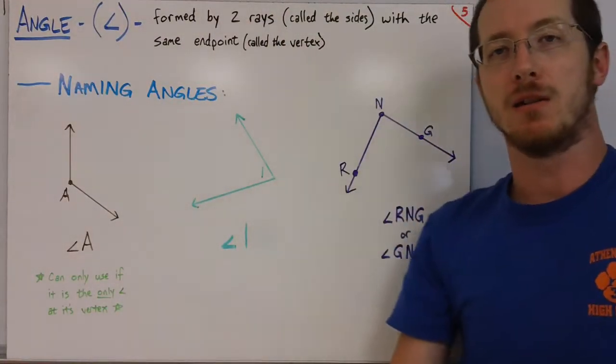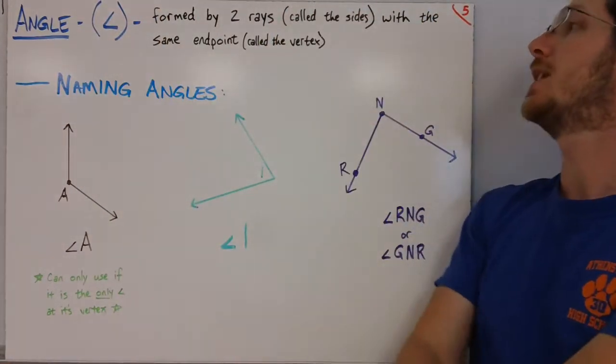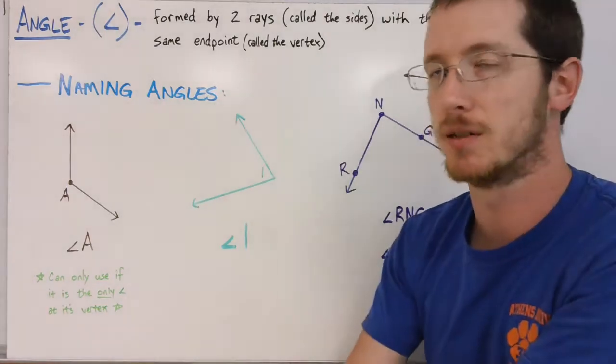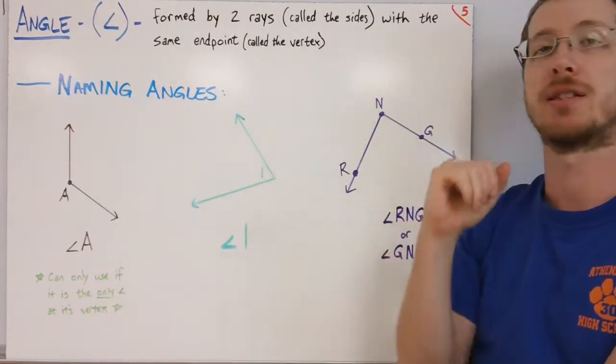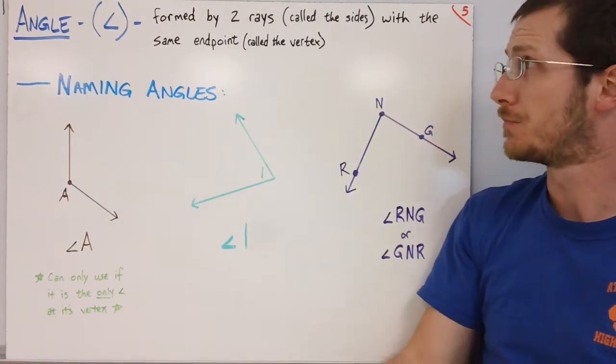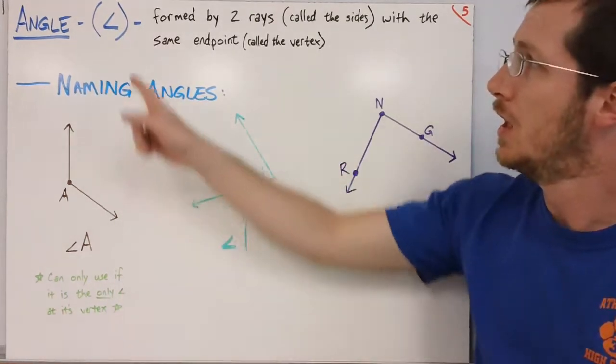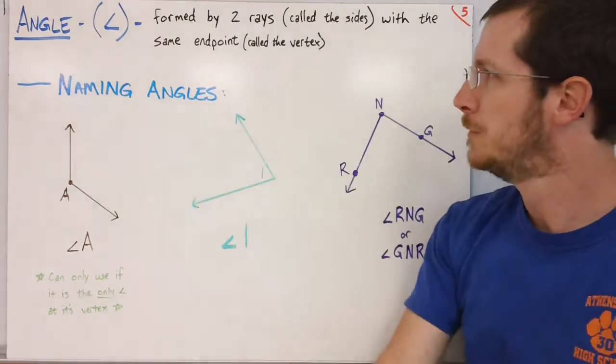Okay, let's move on to angles. An angle is formed by two rays with the same endpoint, where the two rays are called the sides of the angle, and the endpoint is called the vertex. Our symbol for angle looks really similar to a less than symbol, though the bottom is kind of more horizontal.